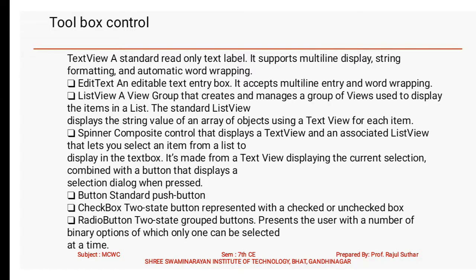Now, in the next part of the toolbox controls in Android Studio, we cover a number of controls. The first one is called the TextView. TextView is a standard, read-only text label. It supports multi-line display, string formatting, and automatic word wrapping.